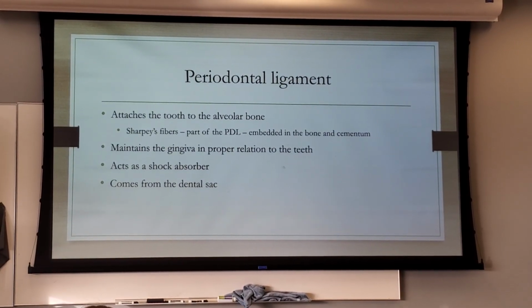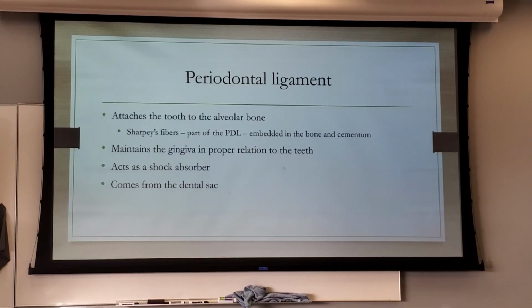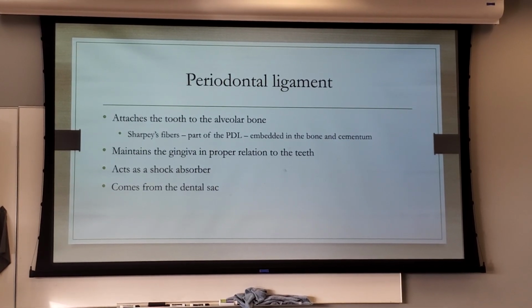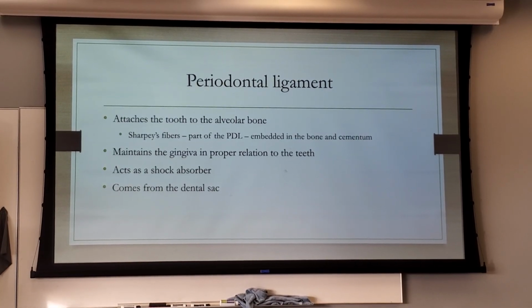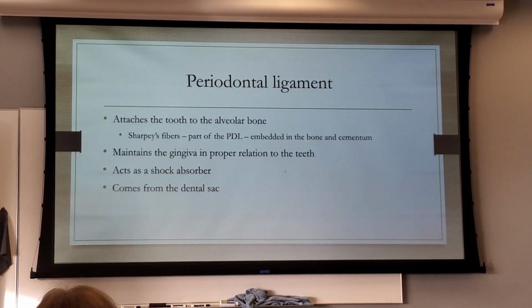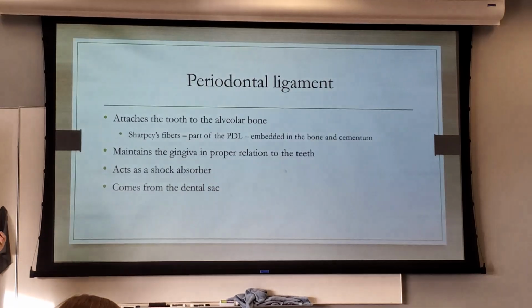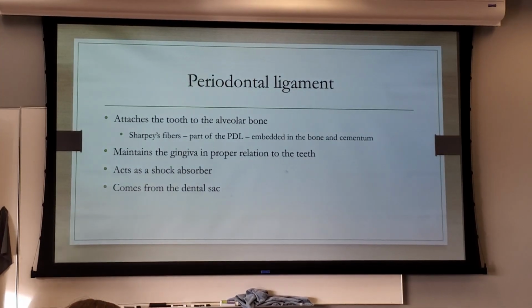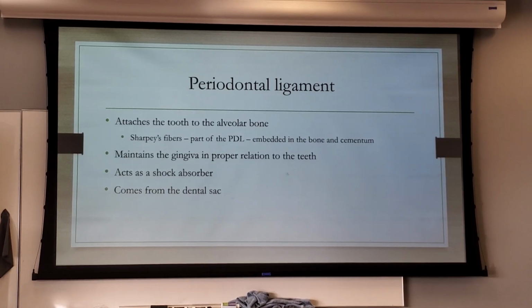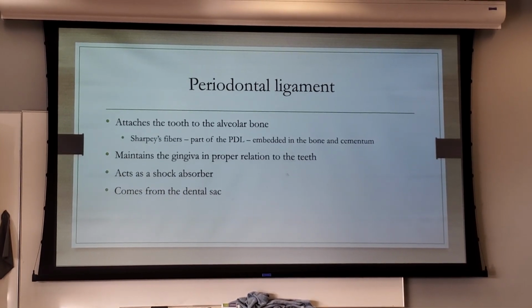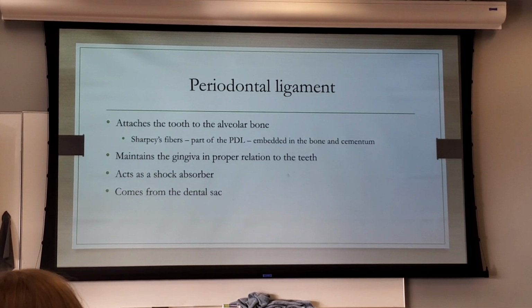Periodontal ligament also helps to maintain the shape of our gingiva in relationship to our teeth. So we have periodontal ligament around each of our teeth, but we also have a periodontal ligament that's within our gingiva as well. So it maintains the shape of the papilla, the gingival margin, and the shape of the tissue in between the teeth.